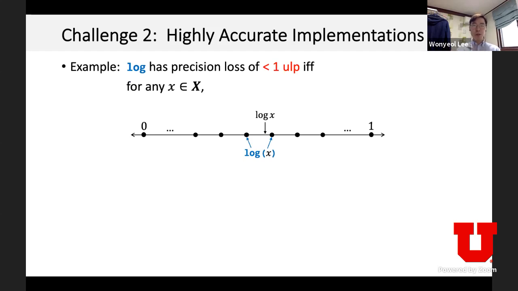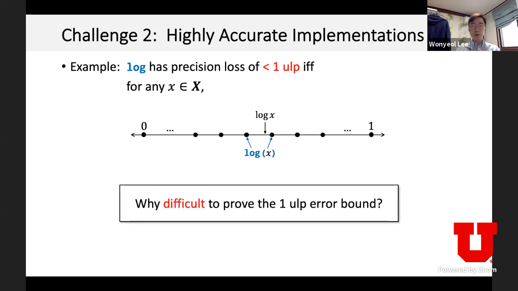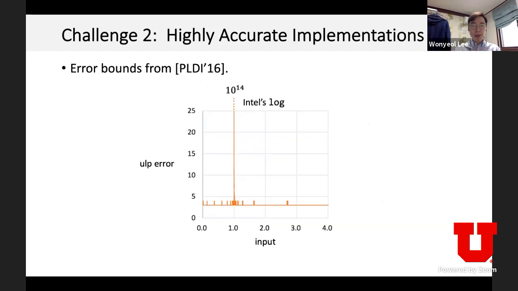Okay, so we now understand that the 1 ulp error bound is a very strong claim, but why is it difficult to prove? To explain that, let's look at some of the results from our first paper. This shows the ulp error bound that we obtained for Intel's log implementation. You can see that our error bounds are above the 1 ulp error that we want to prove. Not only that, for some input ranges the ulp error bound is very large, like 10 to the 14. Our goal is to prove the 1 ulp error bound, so there is a big discrepancy between our goal and what we proved.